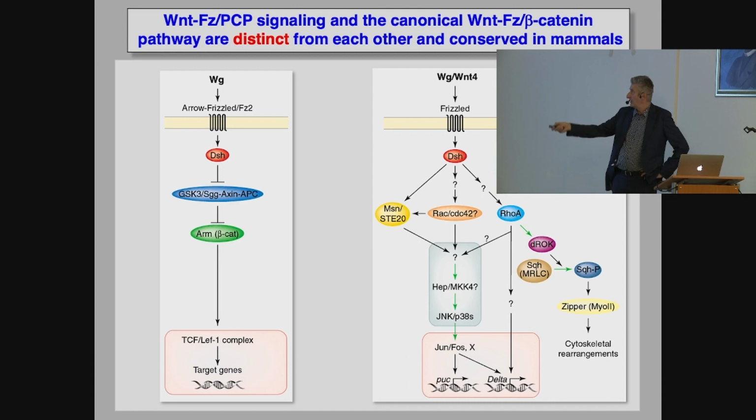It's a different pathway. This is the canonical pathway. In the simplest view, you have a destruction complex that affects beta-catenin. It goes in the nucleus to activate transcription. Here it's more complicated. You have different ways of activating downstream effectors, and I'll come back to that later.